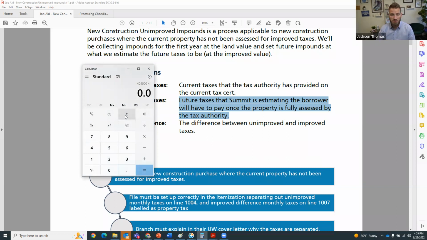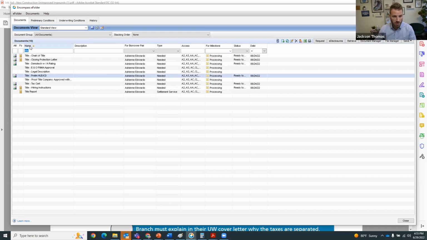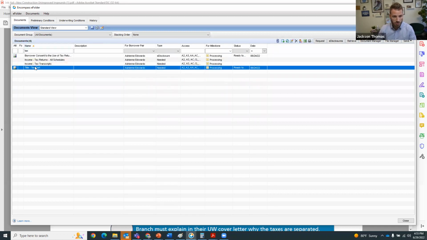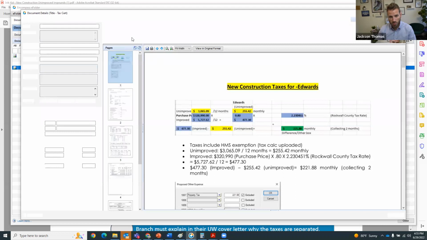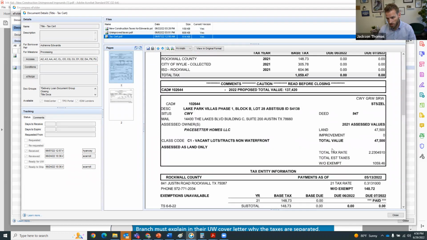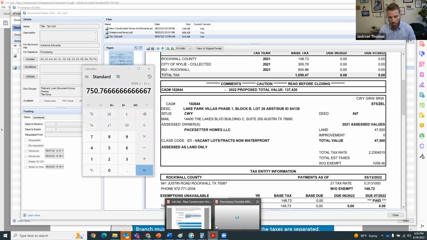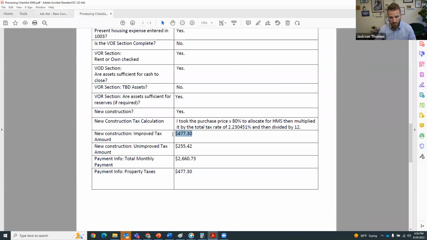Then you multiply it by the county tax rate, which you could take off the tax certificate if you have it. If you do not have it, you could look up the actual property taxes. On the tax certificate, you look here to find the total tax rate, 2.23. So 0.223 is $9,000. Divide that by 12. That would be the amount you want to put on the processing checklist for your improved rate.